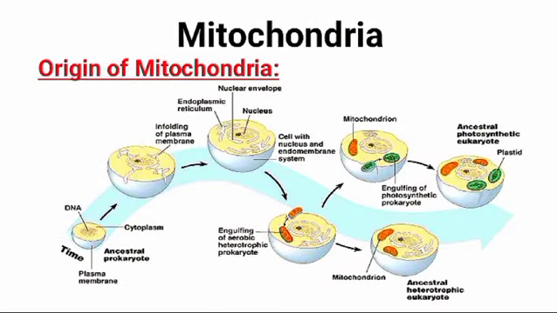Now, the origin of mitochondria. Mitochondria are derived from bacteria by a process termed as endosymbiosis, about 2 billion years ago, when a bacterium fused with an archaeal cell or established a symbiotic relationship with a primitive eukaryotic cell. There are 6 steps involved in this endosymbiosis.